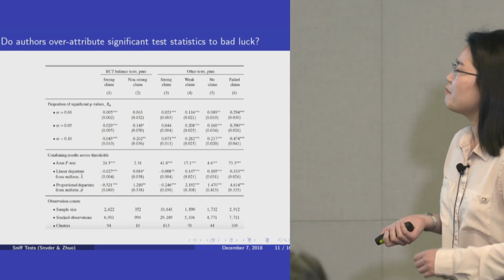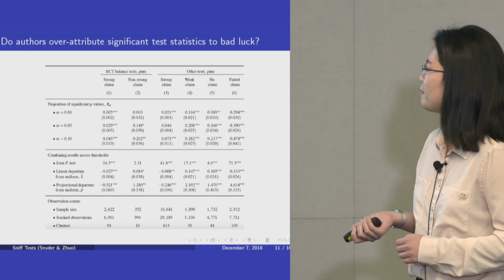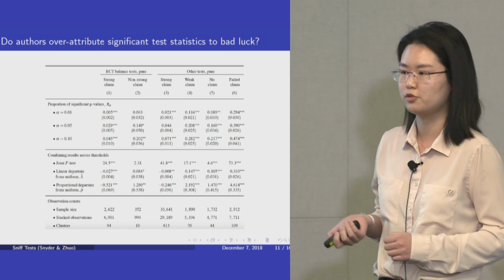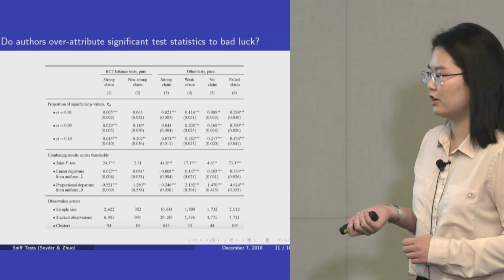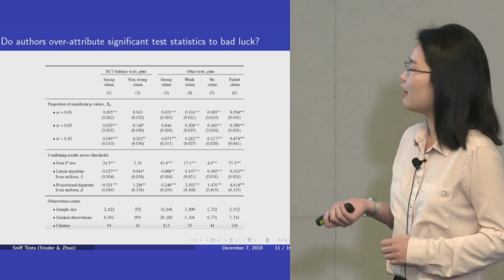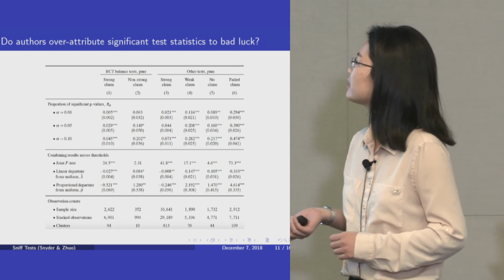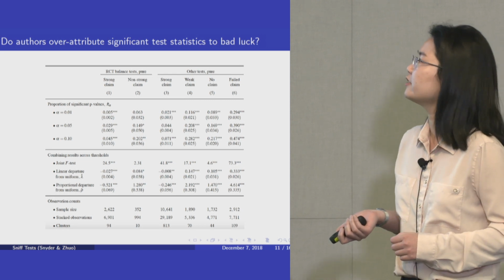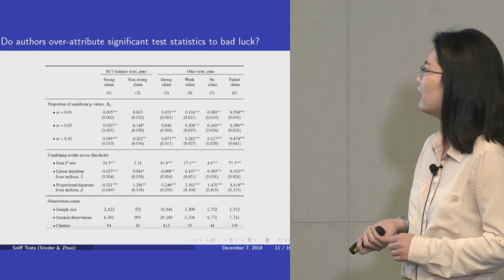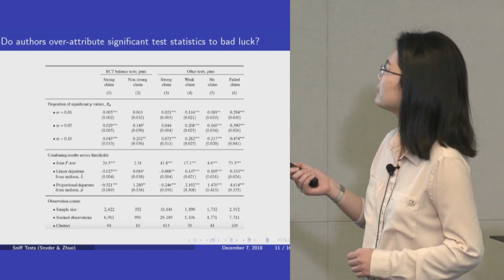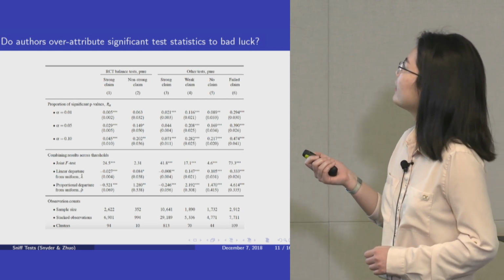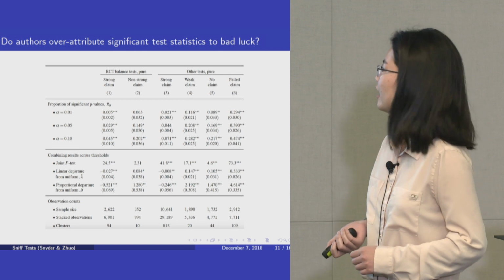And then motivated by what we observe in the kernel density plots, the huge masses between 0 and 0.1 for other tests, for pure cases, other tests, we asked the question, do authors over-attribute significant test statistics to random bad luck? So we have 4 categories in terms of the author's confidence in the performance of their Sniff test results.